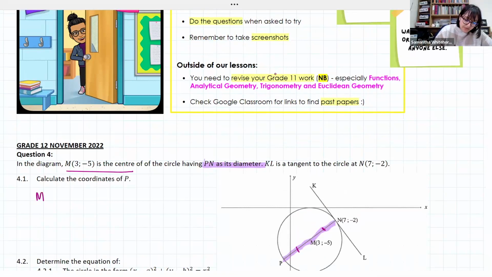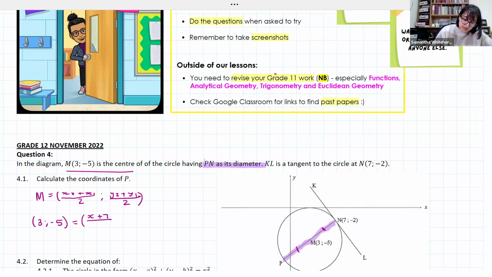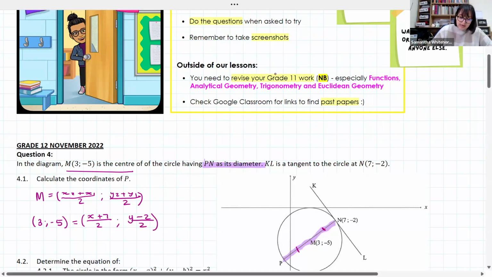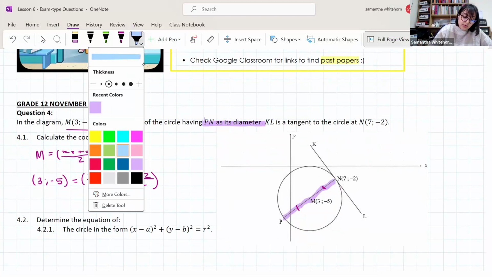So the midpoint formula says to us, (x2 plus x1) over 2, (y2 plus y1) over 2. So that's our midpoint formula. Now we know what the midpoint is. We know our midpoint is at (3, -5). The problem is we need to work out P's coordinates. So whatever the x coordinate of P is, plus the x coordinate of N, so 7, over 2, the y coordinate of P plus the y coordinate of N, which is -2, over 2. And I've said this to you guys before, what's so nice about this formula is the fact that it allows you to solve for 2 unknowns at the same time.